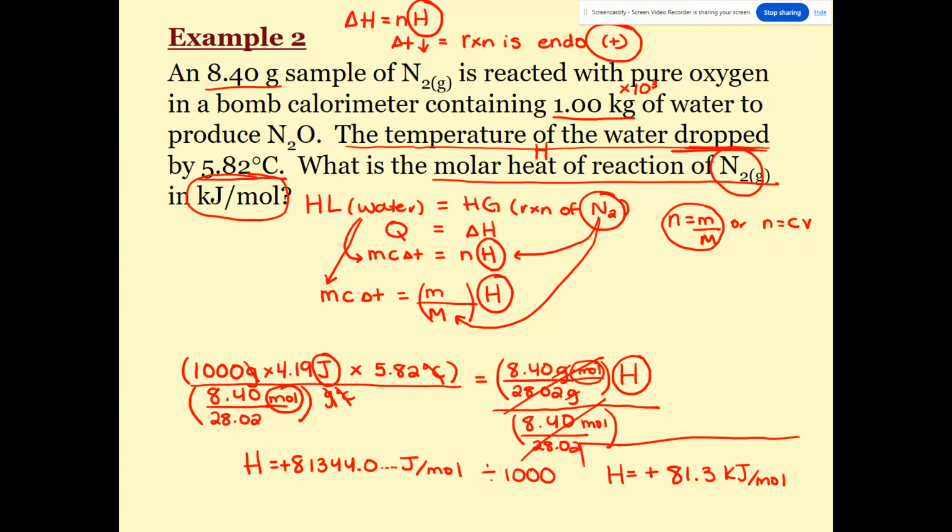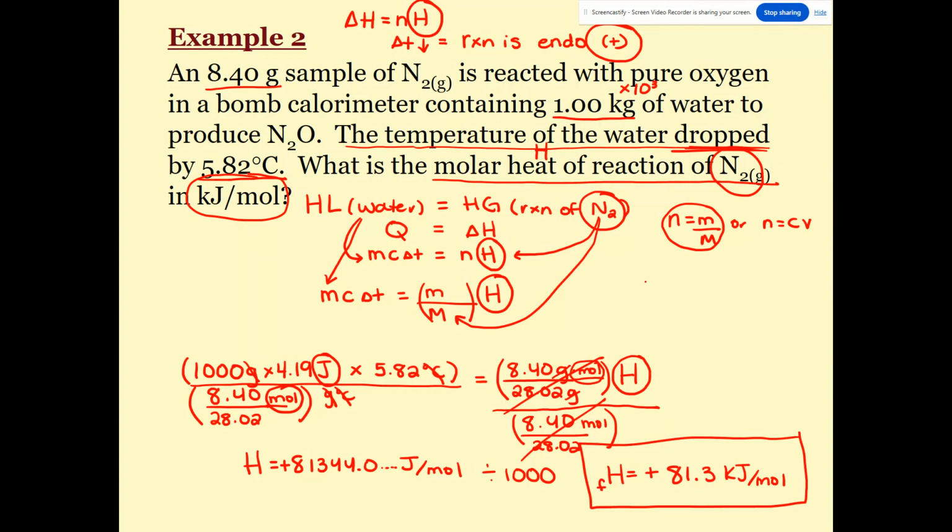That is my molar enthalpy for this combustion reaction of nitrogen, the molar enthalpy of nitrogen. And remember before, we could put a little C here, right? Because this is a combustion reaction. Actually, sorry, it's not a combustion. Even though it says it's burning, it's not a hydrocarbon combustion because it's not a hydrocarbon burning. This is actually a formation reaction.